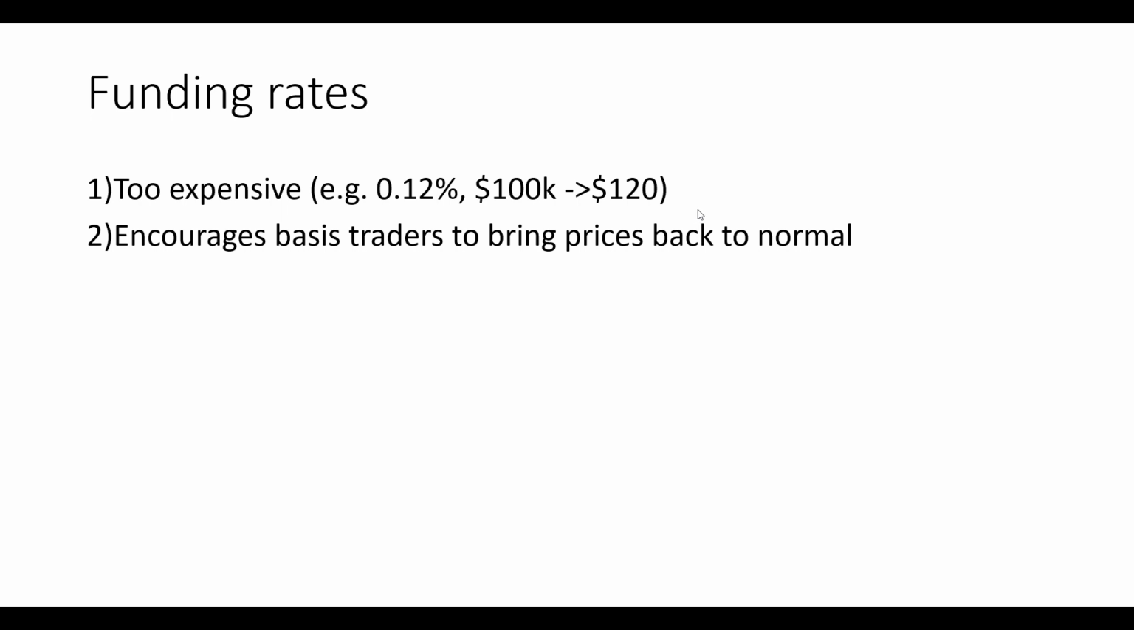And at this point, you might think, right, it's actually not worth it for me to be long this perpetual future right now. I might as well just close out my position and go long the spot asset instead of going long the perpetual future, because look how much you're paying. So you'd close out your position, and that would help push the price of the perpetual future back to where the spot price is. And then the second reason is that it encourages basis traders to come in and bring prices back to normal, because you can take advantage of these funding rates to generate a high yield delta neutral position.